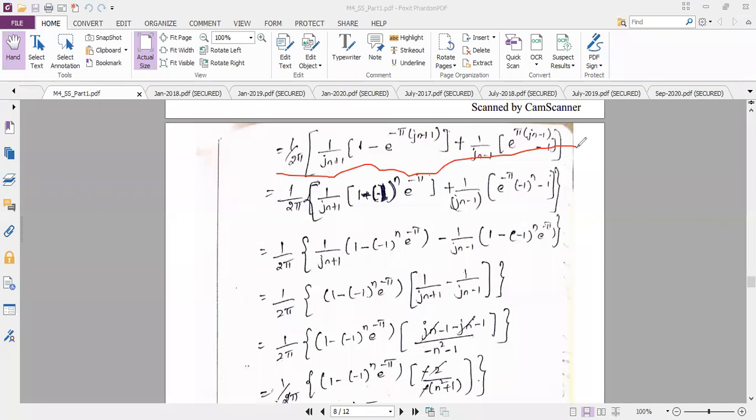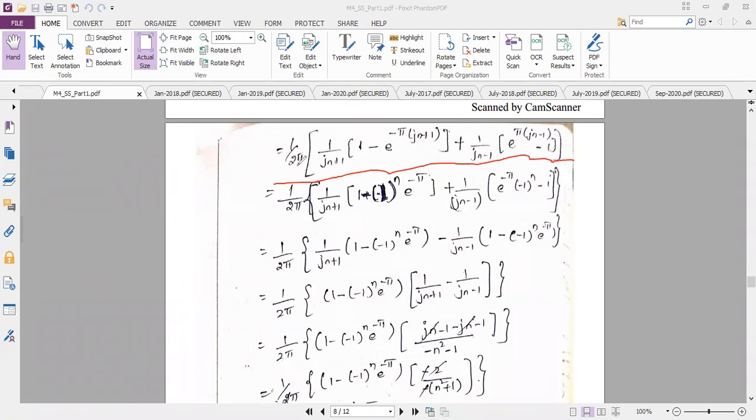Is it done up to this? Yes, ma'am. Okay, fine. See now, if you leave up to this, definitely maximum of the marks will be reduced. So how much is possible for us to simplify? That much we have to simplify.